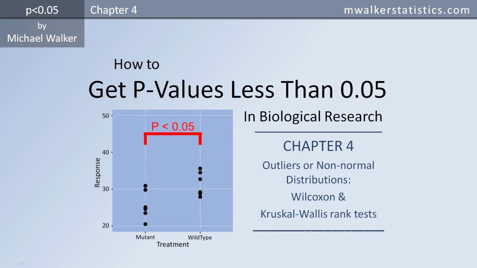How to get p-values less than 0.05 in biological research. Chapter 4. Outliers or non-normal distributions. Wilcoxon and Kruskal-Wallis rank tests.